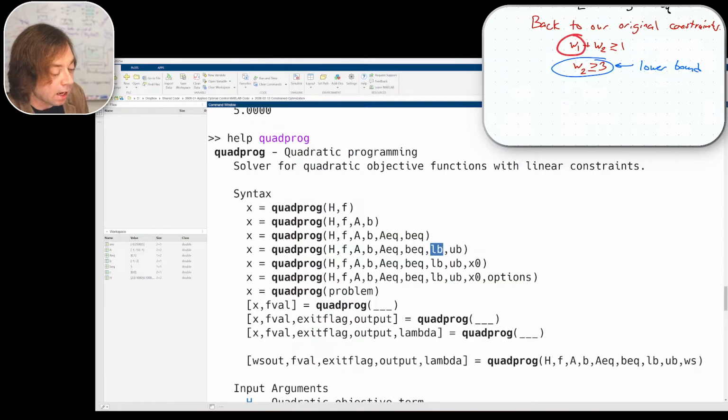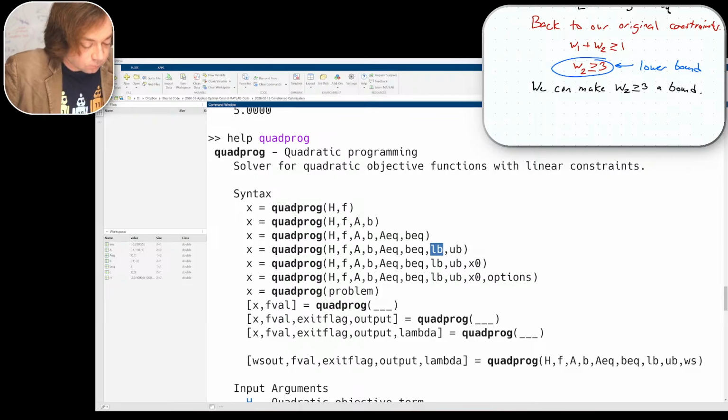We don't have any bound on W1. We only have this linear constraint that the combination of W1 plus W2 must be greater than or equal to 1. Because it's a combination of these two values, it has to show up in your A matrix. There's no way getting around it. But we could put the other one as a bound. And that means we can take it out of the other inequality constraints.